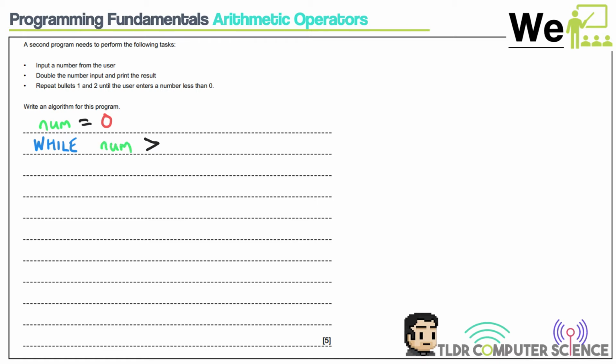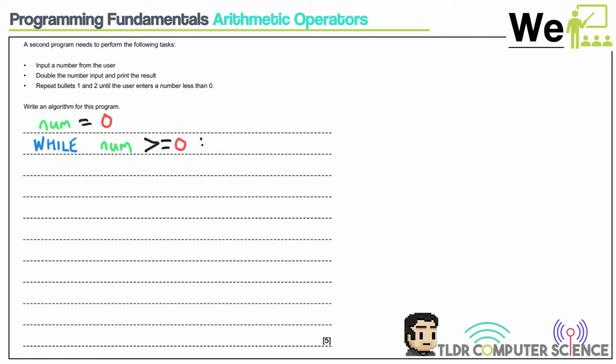is greater than 0. Now, if we write it exactly like this, unfortunately, it's going to fail immediately because since num is 0, 0 is not bigger than 0, so it would terminate. But remember, it's saying the number less than 0. So we need greater than or equal. So we need that symbol there. So it's greater than or equal to 0.